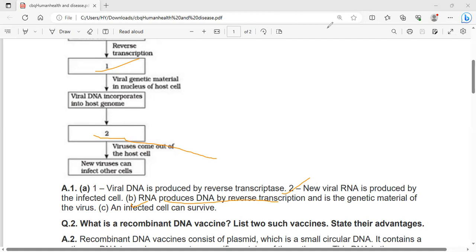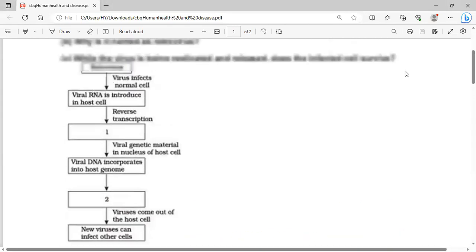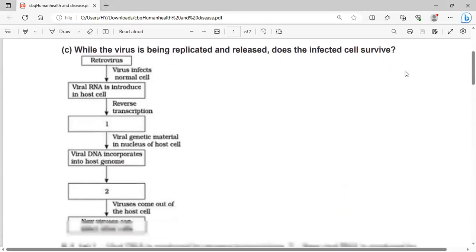Why it is called retrovirus. This is the answer of that question, part B. The question B was why the HIV is called a retrovirus. Why is it named retrovirus?